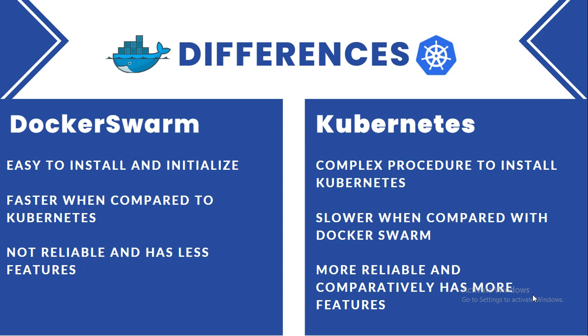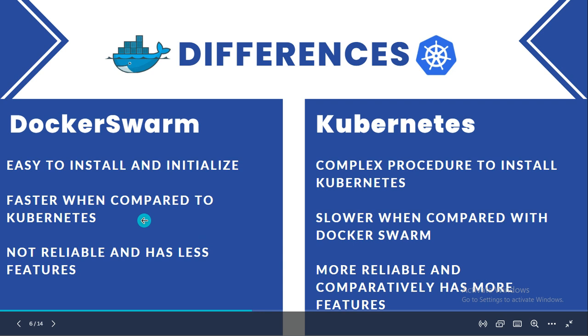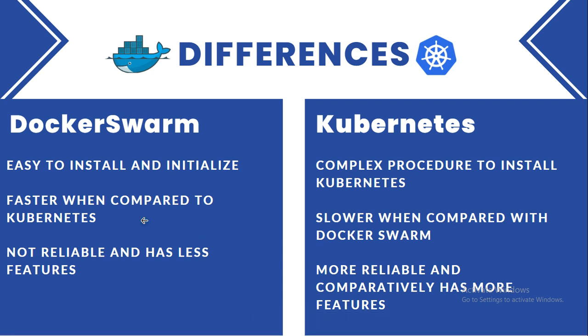But what happens with Kubernetes? It's very complex. Why? Because it needs 4 GB RAM and 2 CPU cores. It's not impossible to install on our instance, but it takes more memory and more storage space. And Docker Swarm, compared to Kubernetes, is faster.